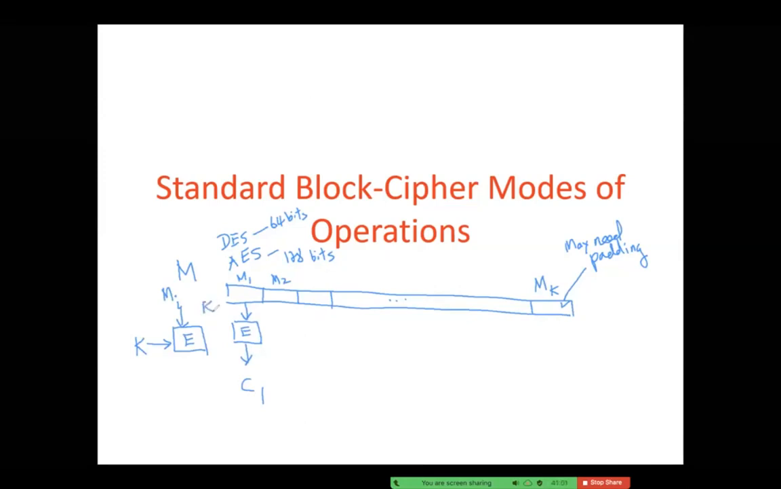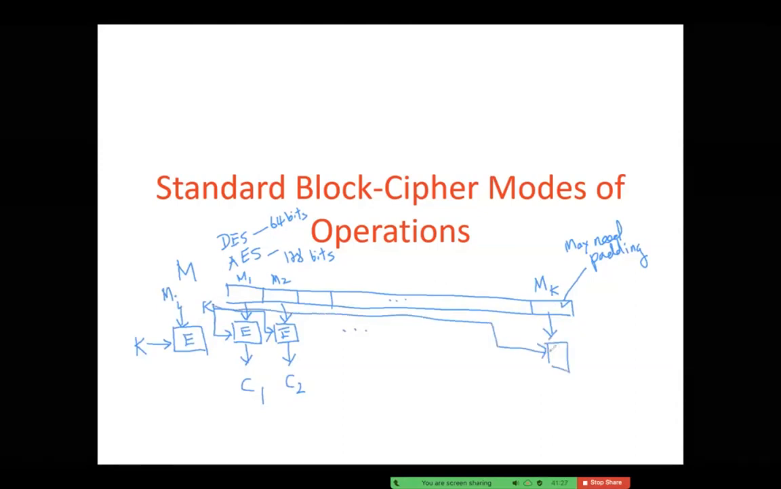So K is applied, and then this is E. So K, apply, C2, and then for the last one, K goes in, we get CK.